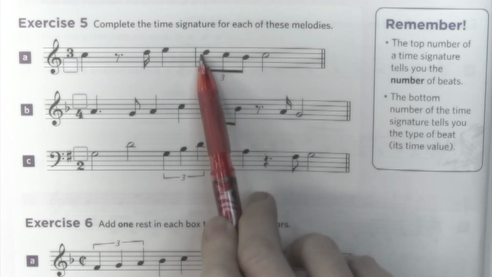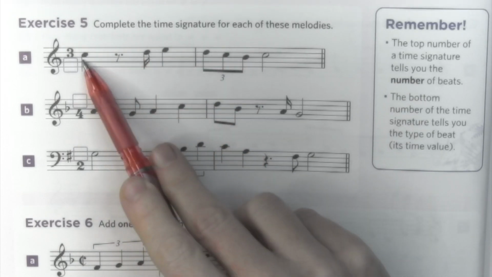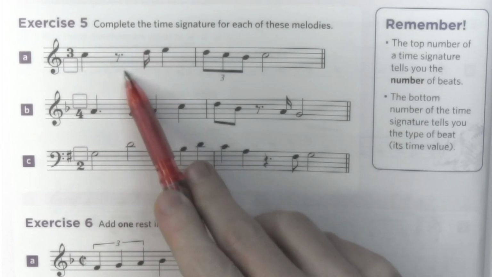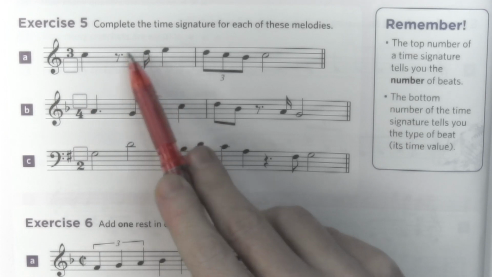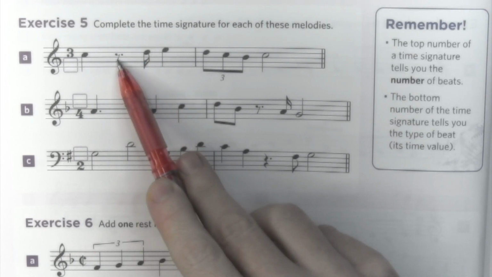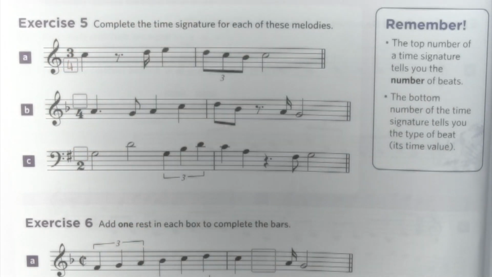1, 2 and 3 crotchets. Let's have it confirmed here. 1, 2 and 3 crotchets, because these two together are another quaver, which makes a crotchet with this quaver. So we are in crotchets here. 3/4.